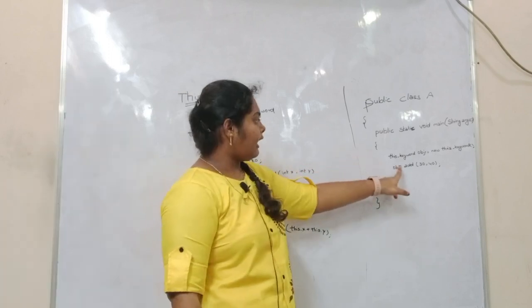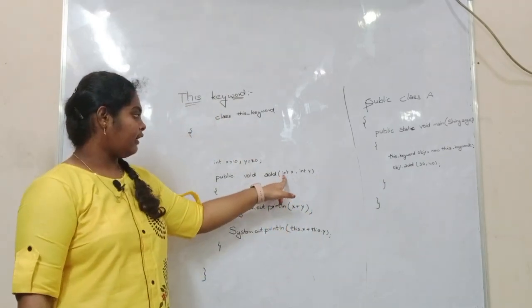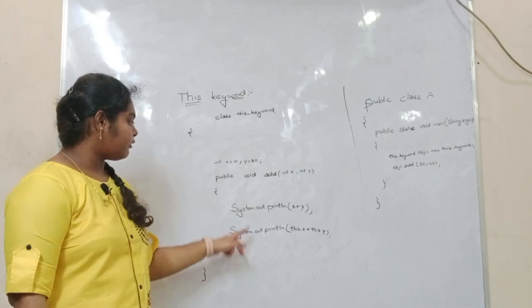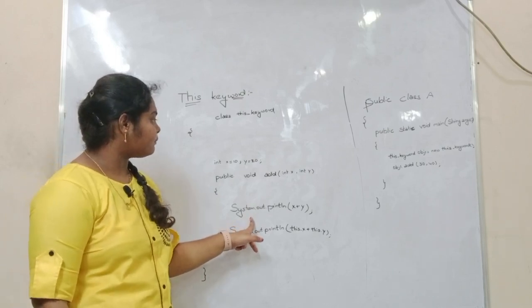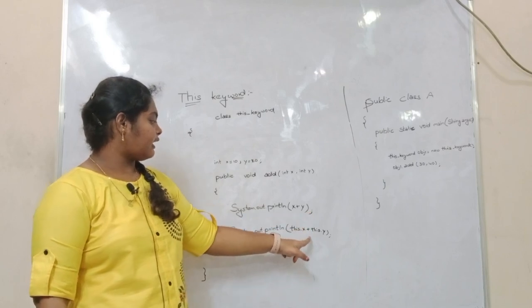By using this keyword we can access instance variables of the class. In the method, I'm passing the values as 30 and 40 for the method parameters. In this program, the output will first print 70 for the first print statement and 30 for the second print statement.